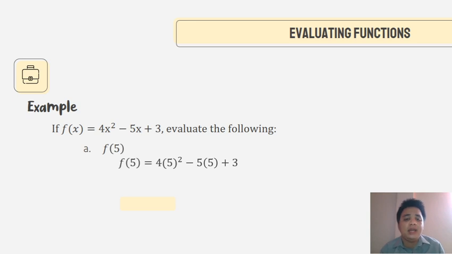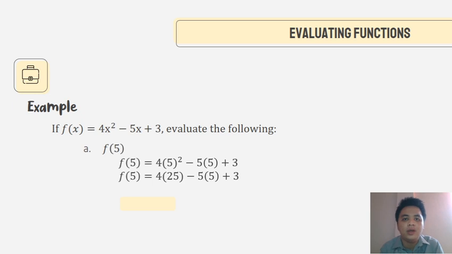So, anong mangyayari? Yung 4x squared magiging 4 times 5 squared. Minus 5x magiging 5 times 5 plus 3. And then, anong gagawin? Apply the GEMDAS rule. Anong unahin? Unahin lagi ang exponent. So, observe, anong unahin? Yung 5 squared. What is 5 squared? What is 5 times 5? That's 25. So, it will become 4 multiplied by 25 minus 5 times 5 plus 3.